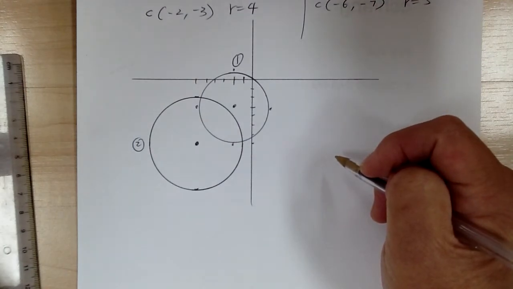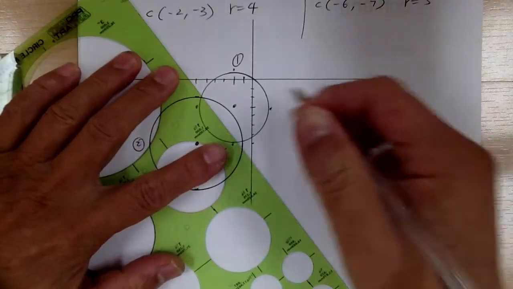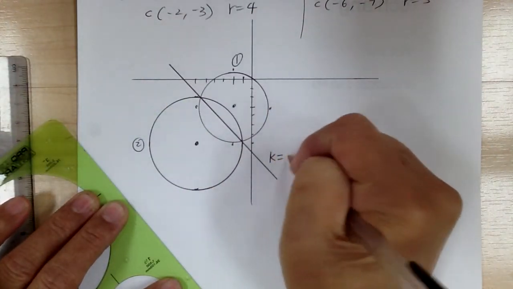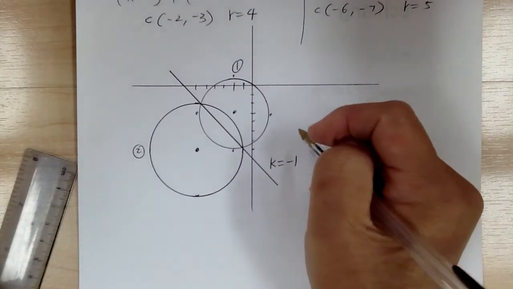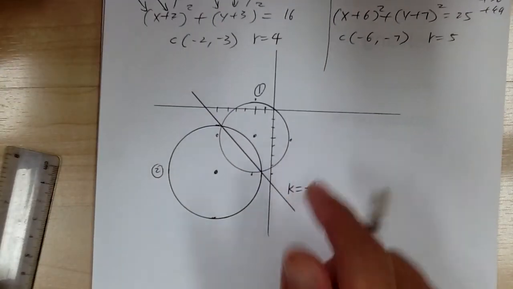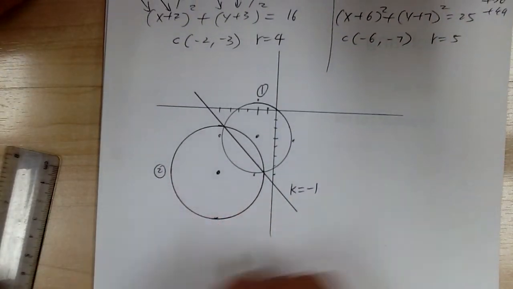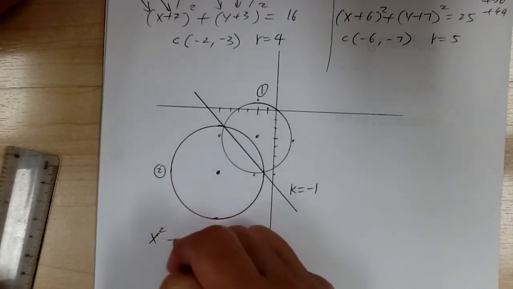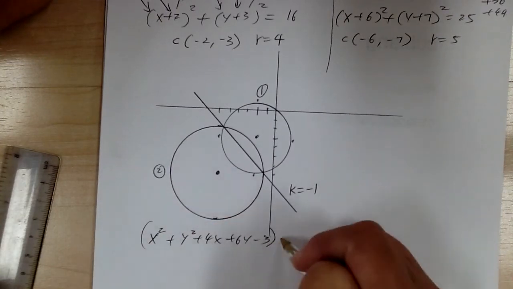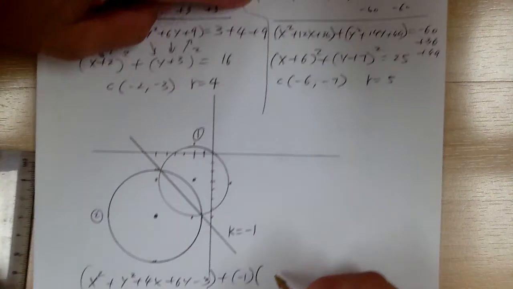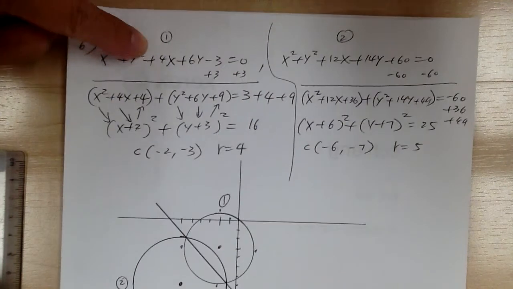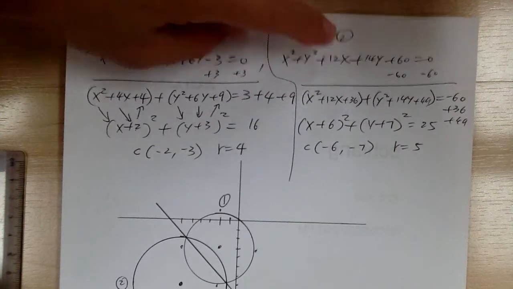Next, find the equation of the radical axis and draw the axes. Okay, so you need to look for this axis. Again, radical axis is when k equal to -1. Okay, so first you need to go and write the k equation. So the equation would be x squared plus y squared plus 4x plus 6y minus 3 plus -1 times this one here, right? Again, so you're going to write the k equation. So equation 1 plus -1 times equation 2.